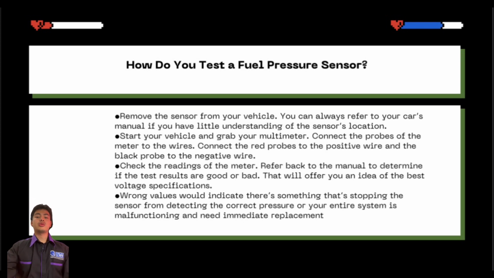Okay, the first one is remove the sensor from your vehicle, and you can always refer to your car's manual if you have little understanding about the sensor's location. Okay, so the second one is start your vehicle and grab your multimeter and connect the probes, the red probe to the positive wire and the black probe to the negative wire.